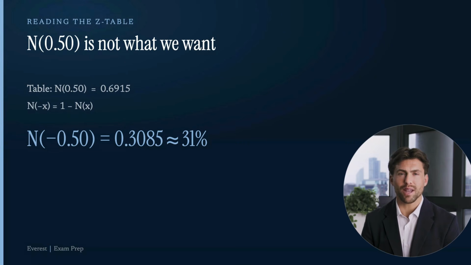0.6915. But that number answers a different question: the probability of being below positive 0.5 standard deviations. We want negative 0.5. Because the normal curve is symmetric, N of negative x equals 1 minus N of x. 1 minus 0.6915 is 0.3085. So, allocation B has roughly a 31% chance of falling short of that 8% threshold.